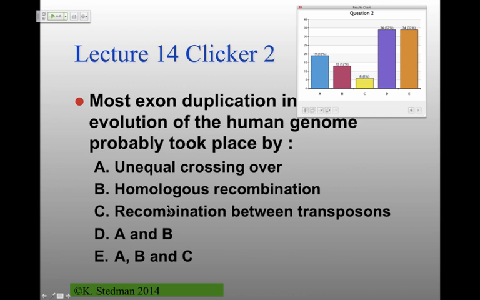How do you get crossing over to take place in the first place? Homologous recombination. How do you have homologous recombination? What do you have to have? You have to have homologous sequences, or basically identical sequences. What are transposons? Identical sequences. So the answer is A, B, and C here. And we'll be talking a lot more about transposons for the rest of lecture today.